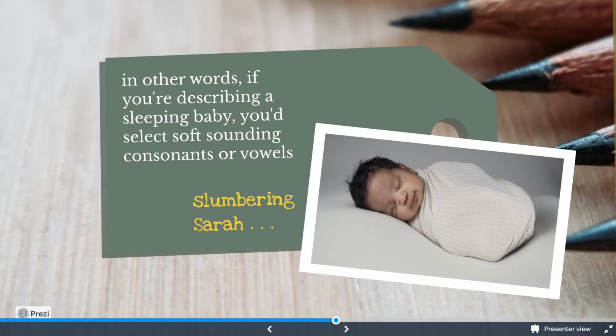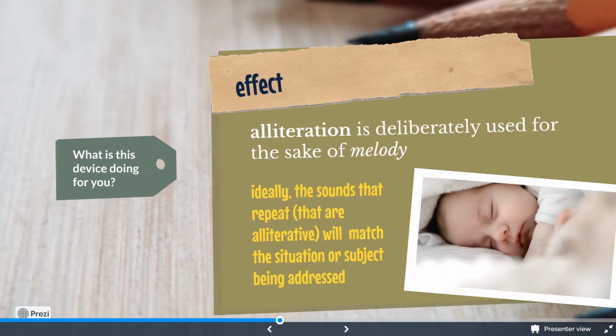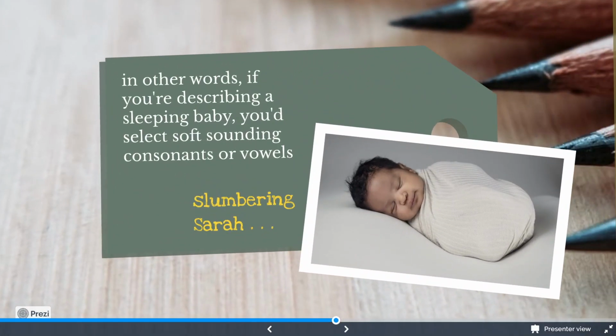Now, in addition to figuring out what letters and syllables will chime off of each other, you'll need to decide what types of sounds to use based on the situation or the subject of your writing. So if you look at the previous slide that I'm going to flip to now, there at the bottom right-hand corner, on this slide, we've got some sleeping babies.